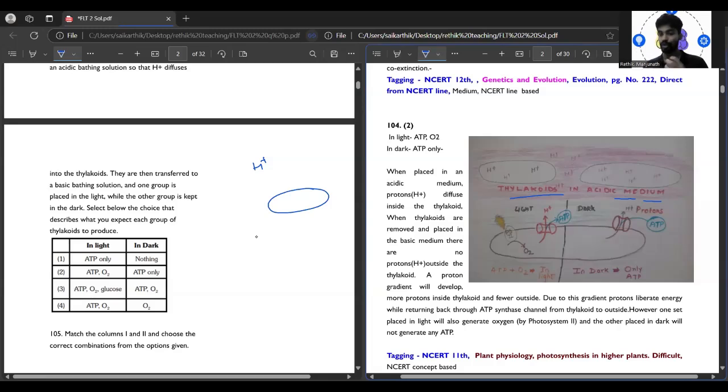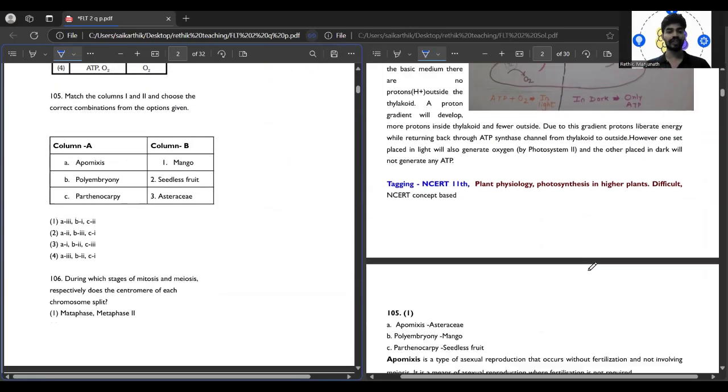Due to this gradient, protons liberate energy while returning back through the ATP synthase channel from the thylakoid to outside. However, the set placed in light will also generate oxygen, that is through the photosystem II too. And the other placed in the dark will not generate any ATP. So what would be the correct answer? That is ATP and O2 in light, and ATP only in the dark condition.